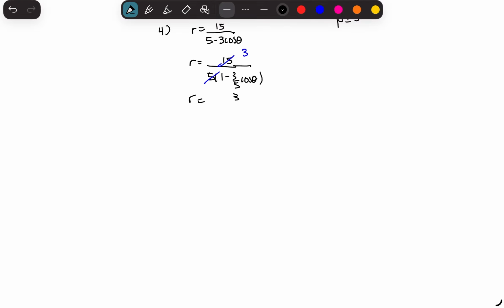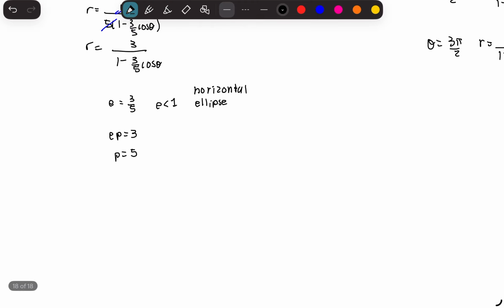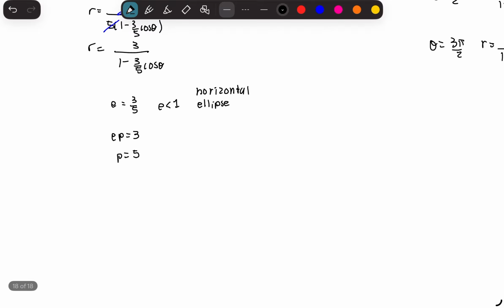And we can see that e is less than 1, so you're going to have an ellipse, and it's going to be a horizontal ellipse because you have cosine of theta in this problem. Now, how do we find our directrix? Well, we can see we have a minus sign, so that means your directrix is going to be left of the pole. And using the fact that p is equal to 5, that means we know that x is equal to -5.